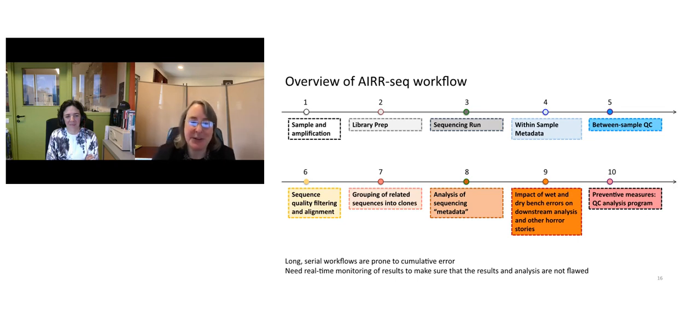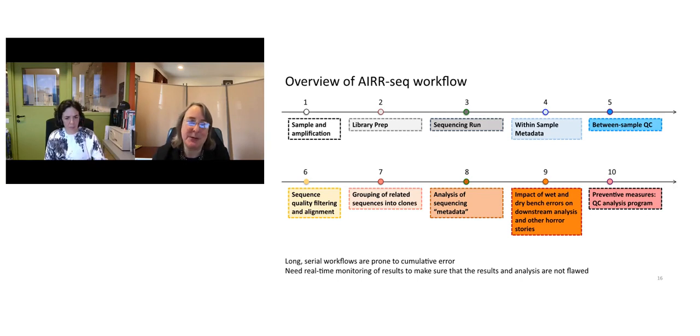So if you look at the AIR-seq workflow, it is a long series of steps going from sample amplification, library prep, sequencing run, sample annotation, doing various types of filtering, right? Grouping related sequences into clonotypes, analyzing your metadata, figuring out whether the experiment, quote unquote, worked. And then really downstream of all of that, you start to do your data visualization. So these long serial workflows are difficult because they're prone to cumulative errors.